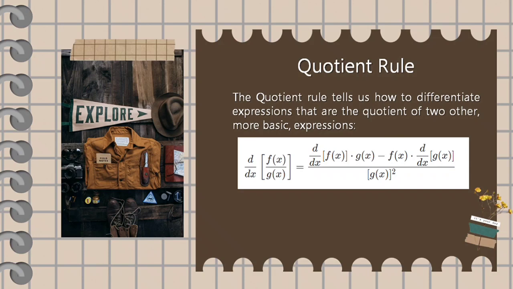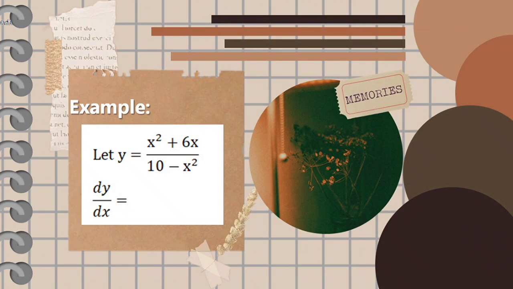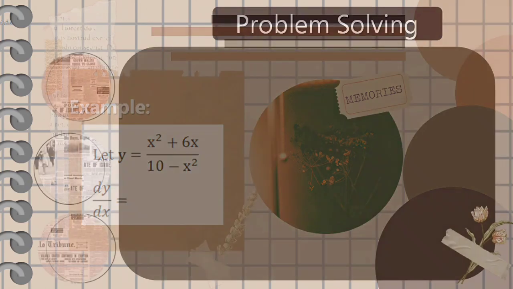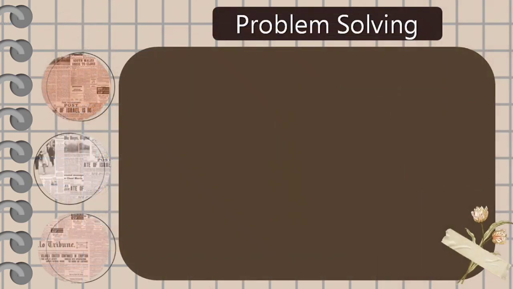Quotient rule is used when you have one function divided by another function and you're taking the derivative of that. An example of this is, let y is equal to x squared plus 6x over 10 minus x squared, and we have to find dy over dx. To solve this problem, we will use the quotient rule.